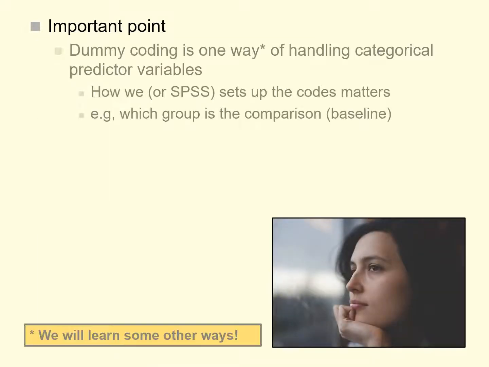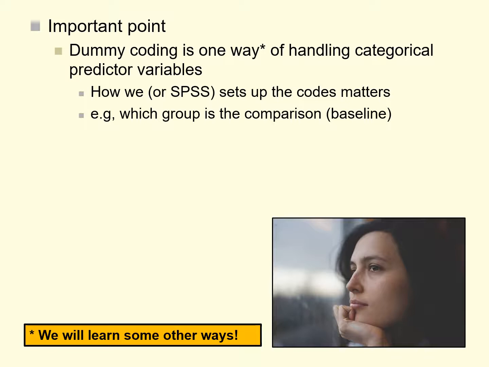So the important point here is that dummy coding is just a way of handling categorical predictor variables. It's how we, or SPSS, can set up codes, and how we set up those codes matters for how we can interpret the parameter estimates or regression coefficients that we get from our analysis. And by the way, as I've mentioned already, there are other ways to set up codes for these analyses, and I'll talk about one in just a few more slides.